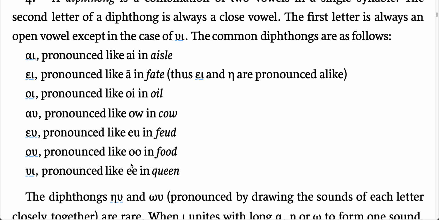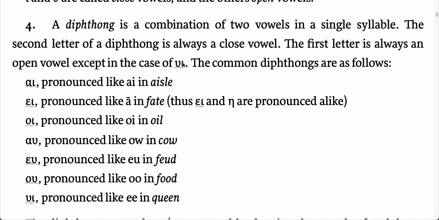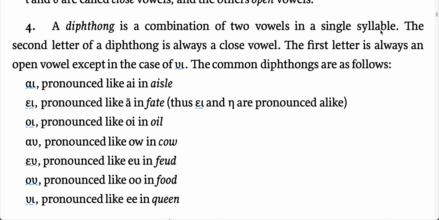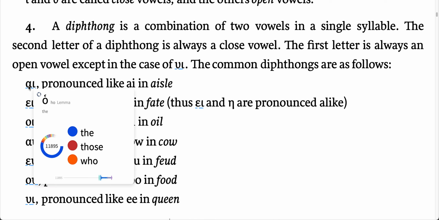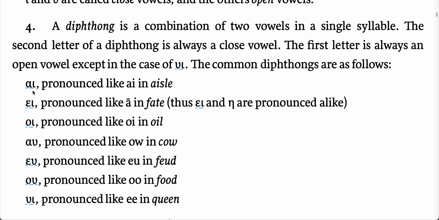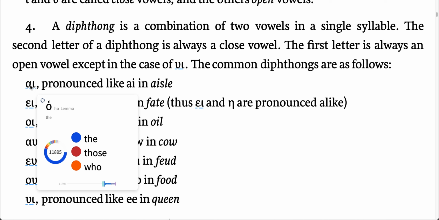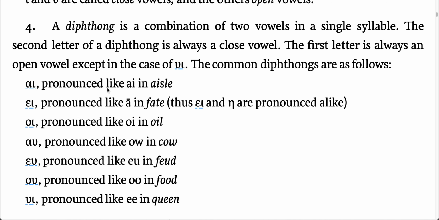So you just have to be aware that sometimes you can have words in Greek that have these diphthongs. The point of the diphthong is that it's a single syllable and it's pronounced like a separate letter. So when you see the alpha iota, you don't have to combine the way you would pronounce the letters. You don't have to combine that. You pronounce it like the AI in aisle. So it has its own pronunciation value.